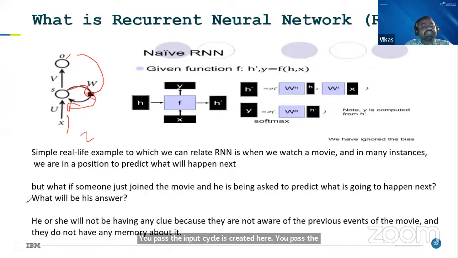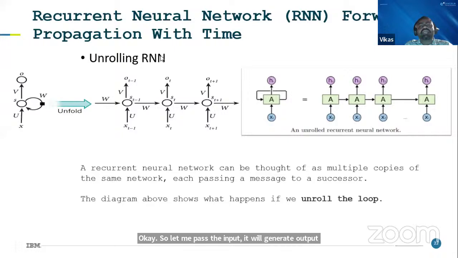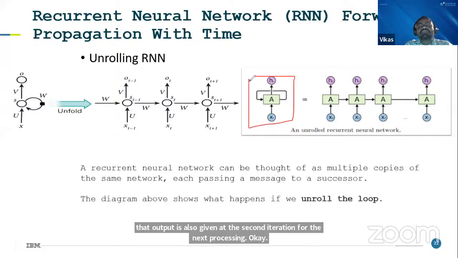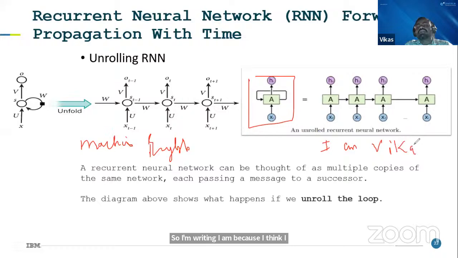Okay. So let me expand this. I told you this is a folded version. So when you expand it, guys, this is what the actual recurrent neural network will look like. So this single cell, let's take the example of machine translation. You are trying to write in English, and it will try to convert it into German. So I am writing "I am Vikas". This is the input I am passing, and it will try to generate the German "Ich bin Vikas". This is the German translation. So what will happen, guys?